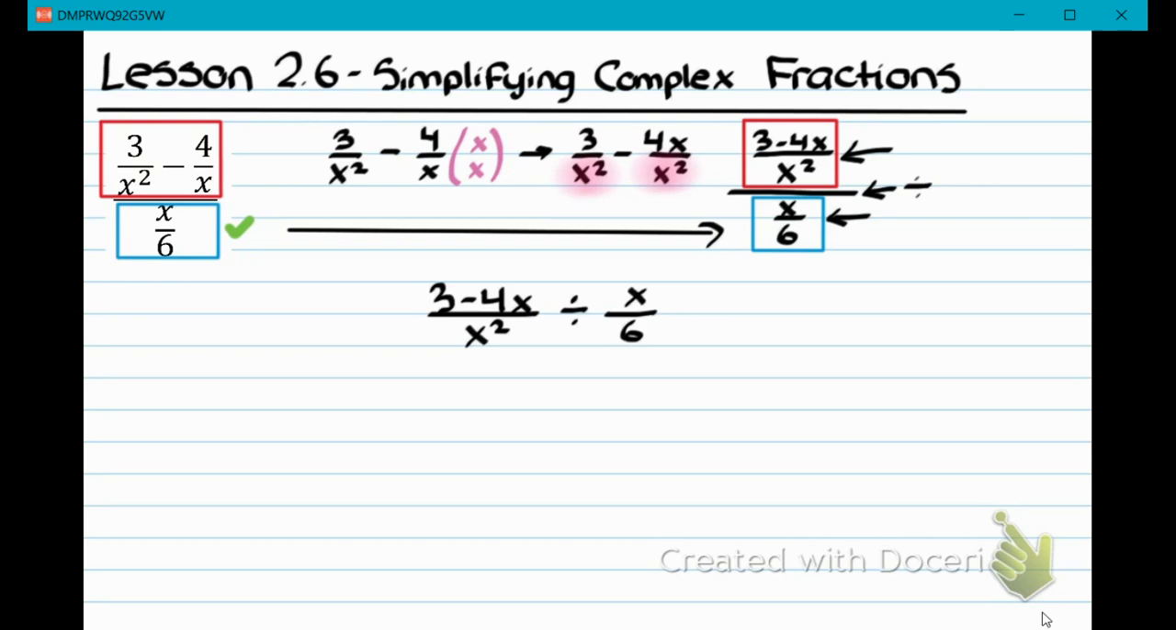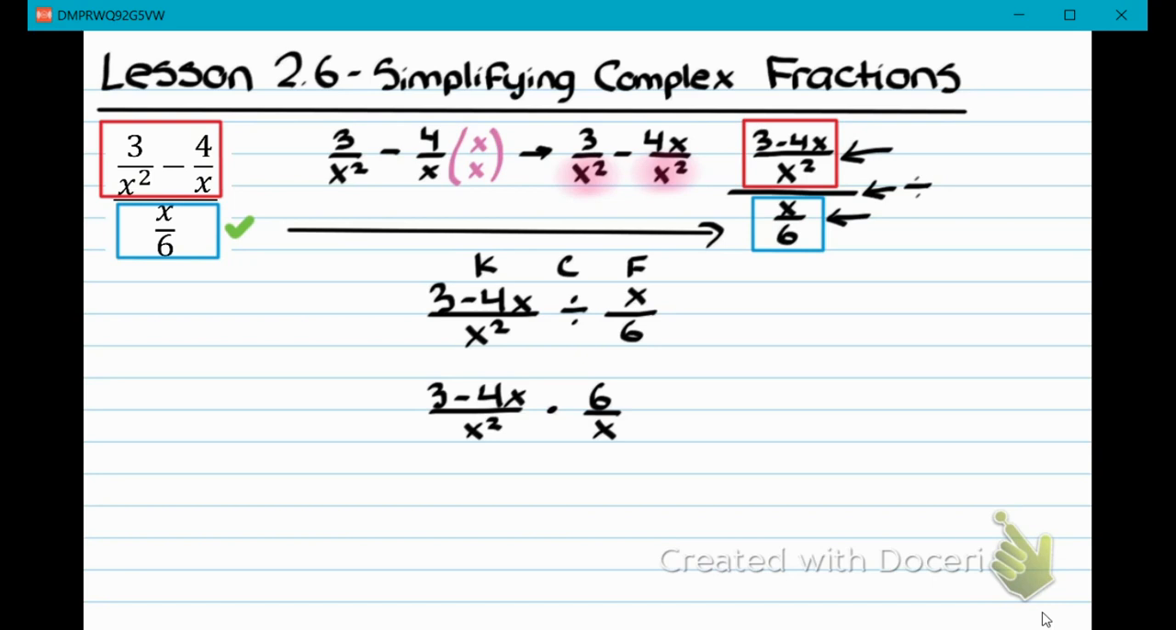And now you know this. We learned this when we did dividing fractions. So we're going to do keep, change, flip. And it would become 3 minus 4x over x to the second. And then times 6 over x. All right, what is my next step, if possible?